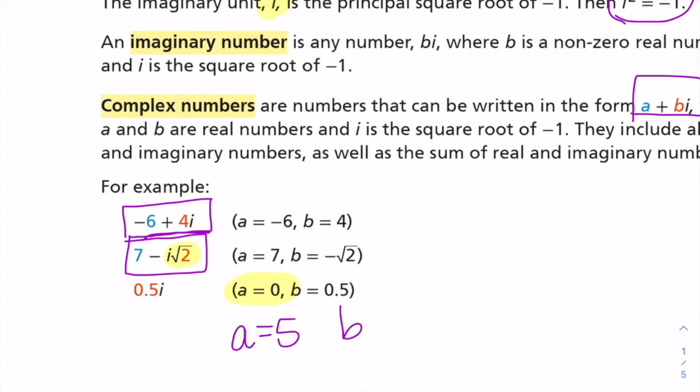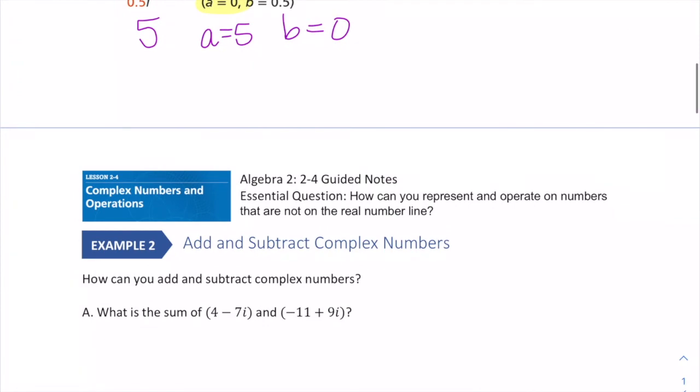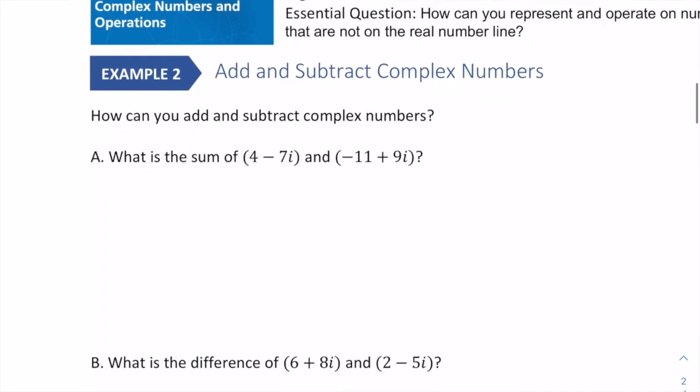And b equals 2. Oh, actually, we want to replace it with a 0. So we would just have 5, right? We wouldn't put 0i. We'd simplify that and just say that's 5. And 5 is a purely real number, and it's part of the complex number system. Okay? All right, now let's look at some operations with these complex numbers.